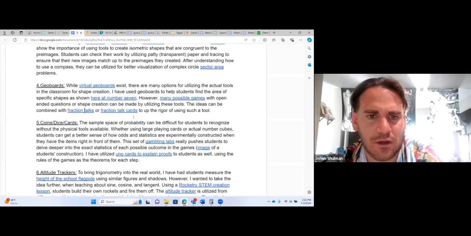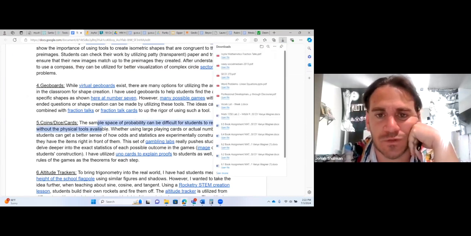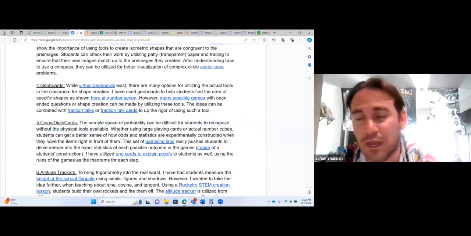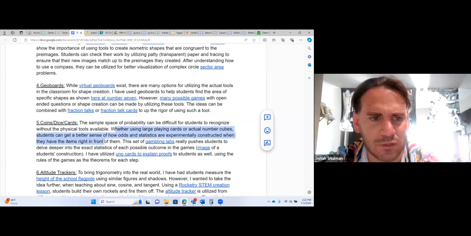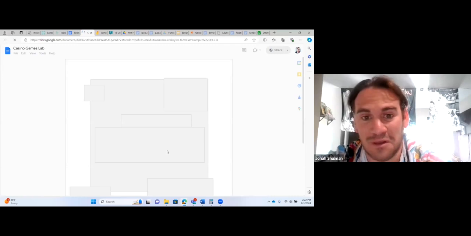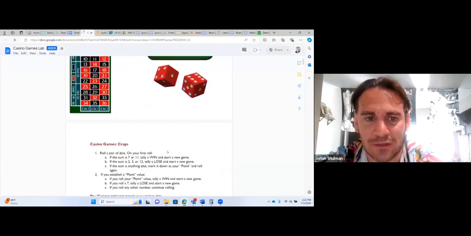All right. Awesome. So coins, dice, and cards. The sample space of probability can be difficult for students. Whether using giant playing cards, which I've used before, or actual number cubes, students get a better sense of how odds and statistics work as they experimentally construct them right in front of them. So this Gambling Labs is probably one of the best things I've done. I found this thing. It's so great. I taught in Vegas for a long time, and they loved it.